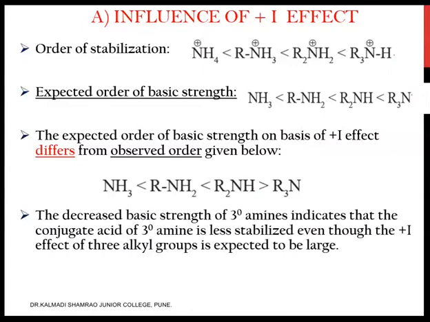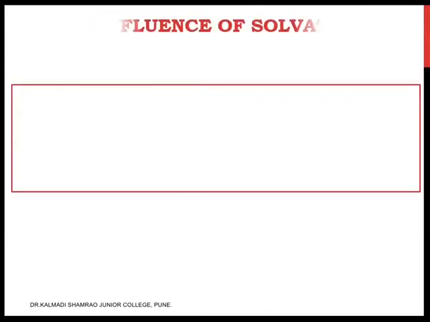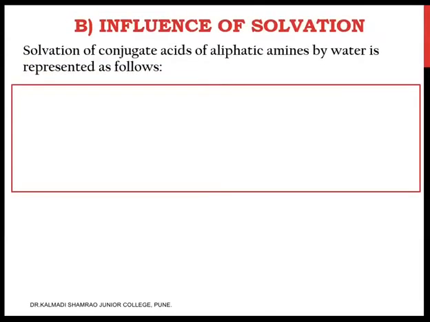The decreased basic strength of tertiary amines indicates that the conjugate acid of tertiary amine is less stable, even though the positive inductive effect of three alkyl groups is expected to be large. So here is a glitch. This suggests the existence of another influencing factor in stabilization of conjugate acids of amines. So, along with the positive inductive effect, now we need to think about another factor which is stabilizing these conjugate acids. So let us see the factor, and the factor is influence of solvation. Solvation of conjugate acids of aliphatic amines by water is represented as follows.